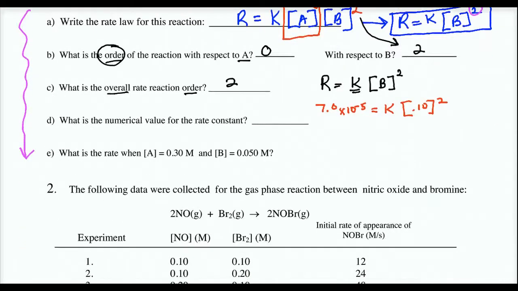And we solve for k. K is equal to 7.0 times 10 to the negative 5. And look at this. We square 0.10, and we put the values in. You do your math. 7.0 times 10 to the negative 5 divided by 0.1 squared, you get 0.007. That's an important number.